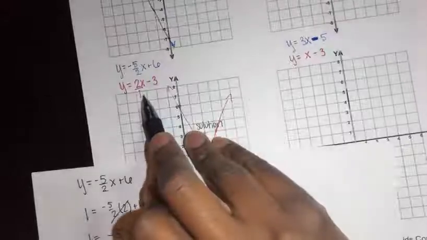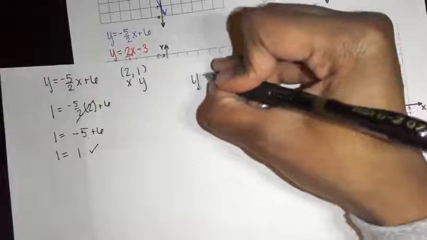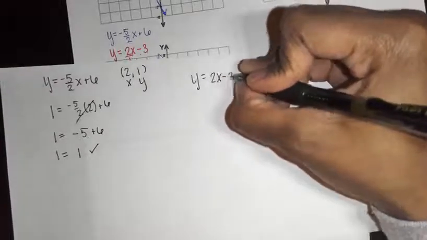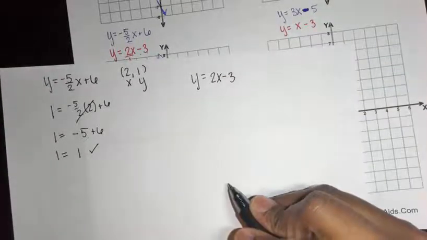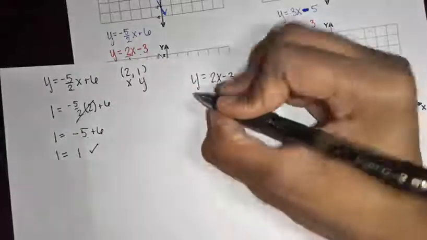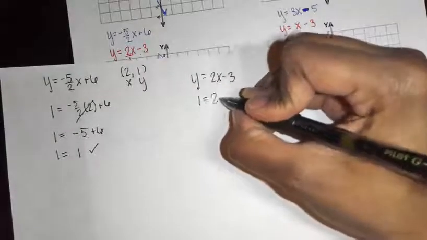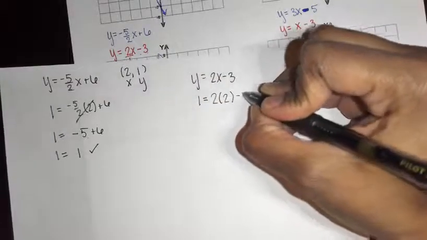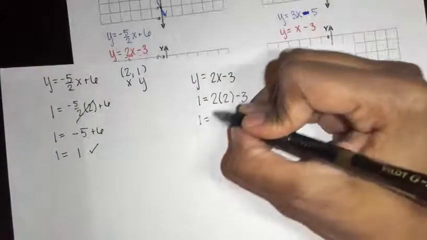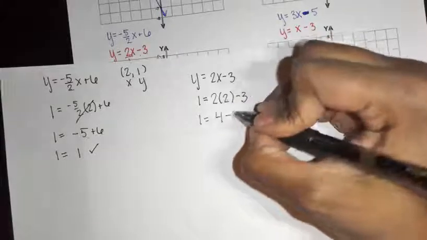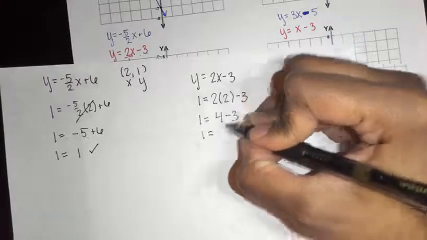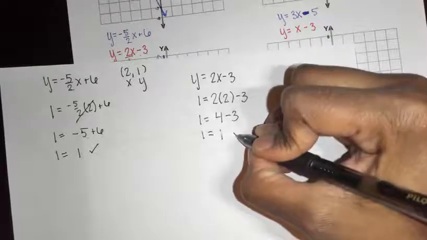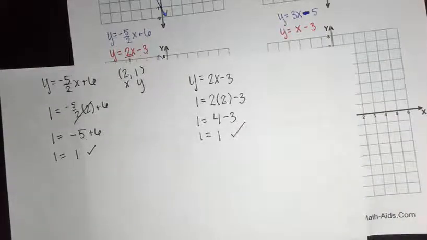Let's do it with the second equation, y equals 2x minus 3. Y equals 2x minus 3, where y is 1, equals 2 times x, which is 2. So 2 times 2 minus 3, that's 1 equals 2 times 2 is 4, minus 3, that's 1 equals 4 minus 3 is 1. That is true. We know we've got the right one.